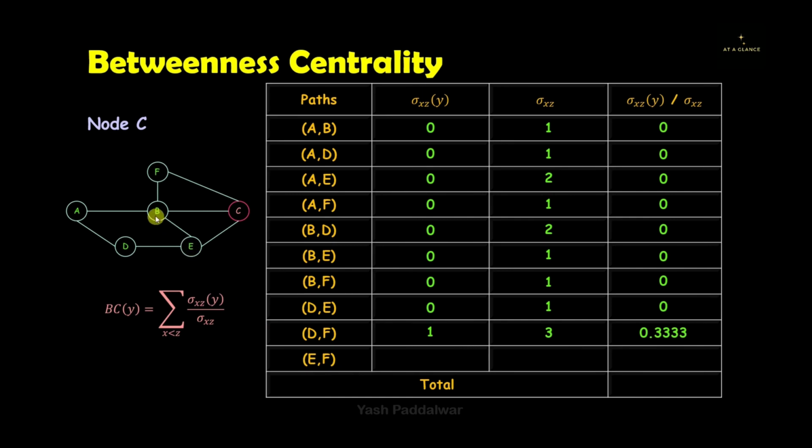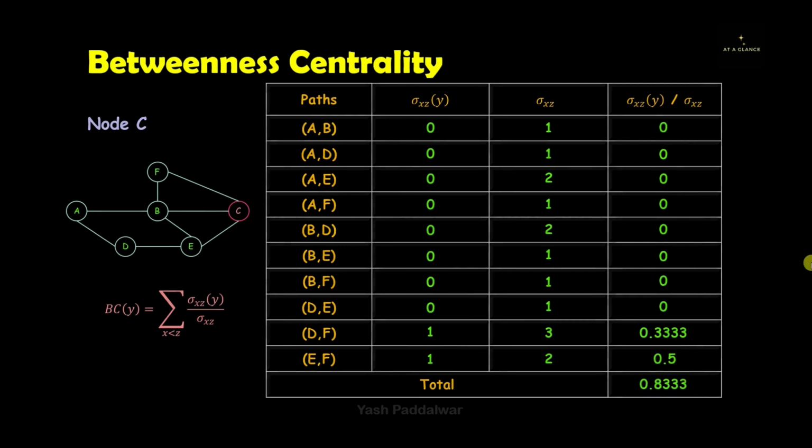Next path is EF. So, for reaching from E to F, we have two possible paths. First is EBF and second is ECF. Out of these two possible shortest paths, we have only one single path, that is ECF, which contains the node C in it. 1 divided by 2 gives us 0.5. Now, after calculating the centrality measures of all these paths, we'll have to add them to get the centrality measure of the node C.